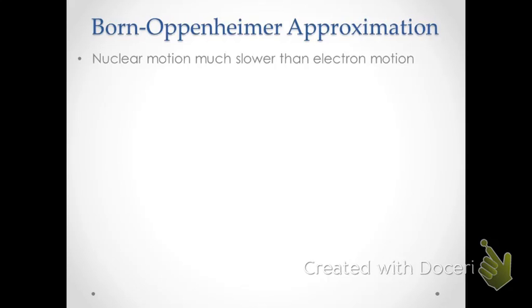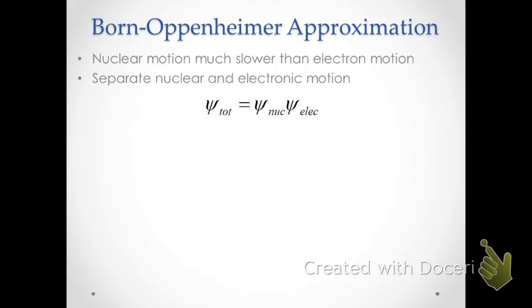In the Born-Oppenheimer approximation, we first note that because nuclei are much more massive than electrons, their motion is much slower. As a result, in our approximation, we can separate nuclear and electronic motion, and that means we can separate the wave function into a product of a nuclear term and an electronic term. We're going to be focusing on the electronic term since as chemists at this point we're most interested in the electronic characteristics of the molecule.